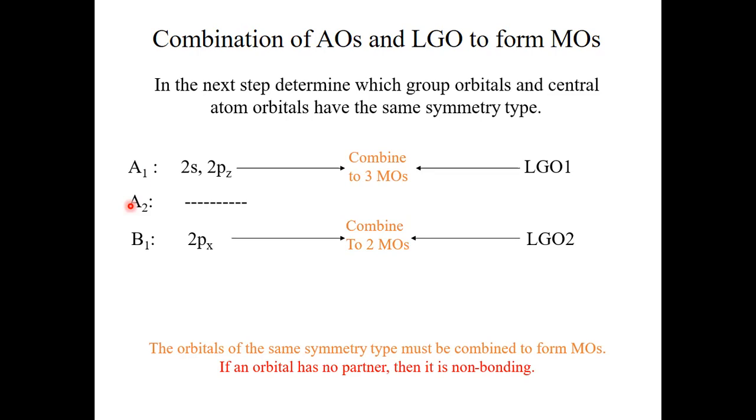Okay, last but not least, we have the symmetry type B2 to consider. So we said that the 2py orbital has that symmetry type. Now, do we also have a ligand group orbital of that symmetry type? The answer is no. And that means that the 2py orbital does not find a bonding partner.